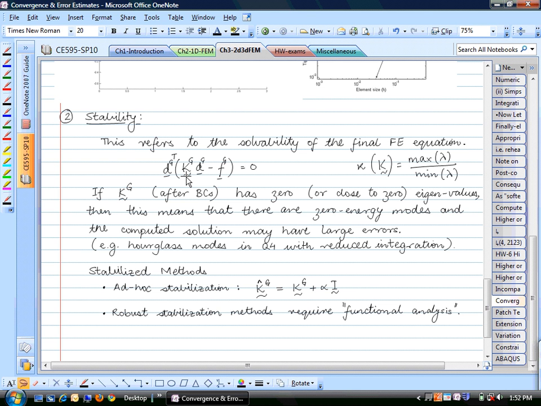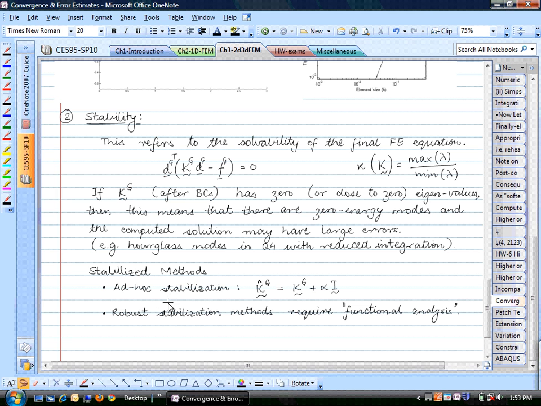So the idea is how to make sure that when you assemble all your small element stiffness matrices into a big global stiffness matrix, your K remains positive definite. The main trouble is that if any of the eigenvalues goes to 0 or becomes close to 0, then the condition number becomes very large, and that's not a good thing. So when we assemble all these stiffness matrices and apply the boundary conditions, how do we make sure that it remains well conditioned and positive definite? That is the area of what is called stabilized methods.